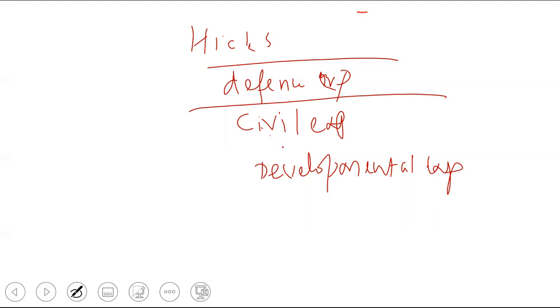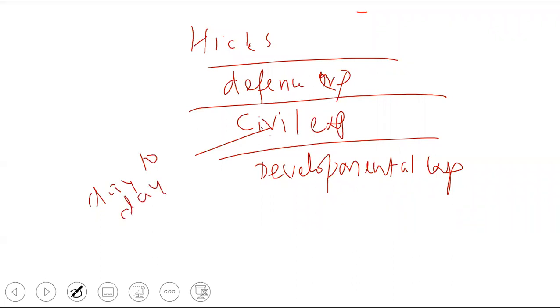Defense is for many times. Civil is the day-to-day administration. Then developmental expenditure, etc. Why is it important? Because government has to decide what is more important to them. They cannot satisfy each and every population, especially a country like ours. So government should know how to prioritize. Accordingly, they will be dividing the public expenditure so that ultimately they can find out who got maximum benefit. These are the classification of public expenditure.